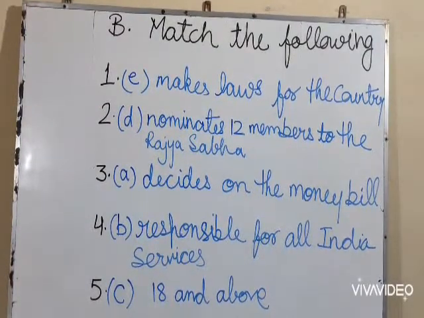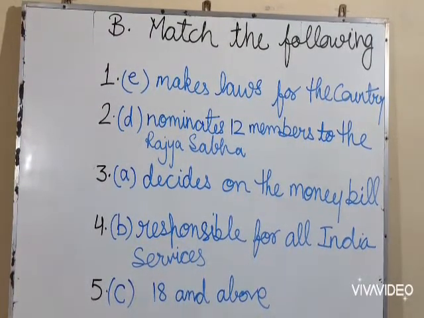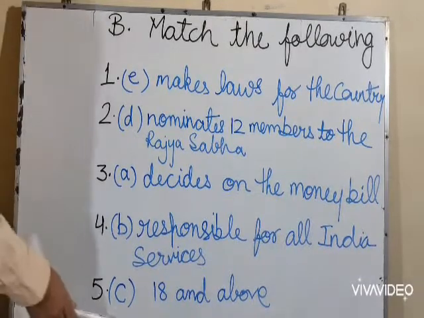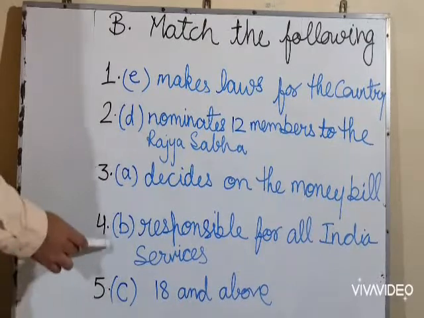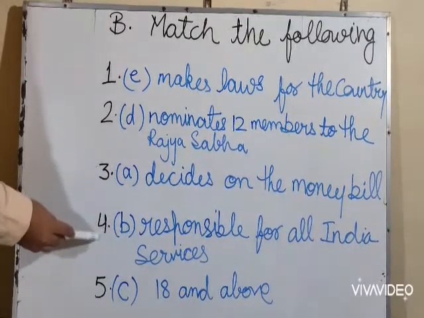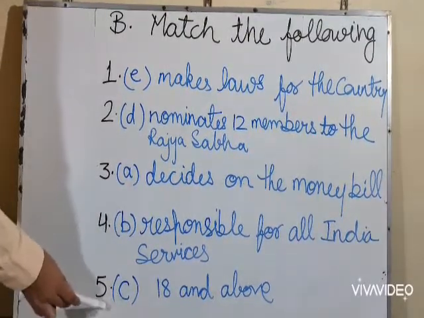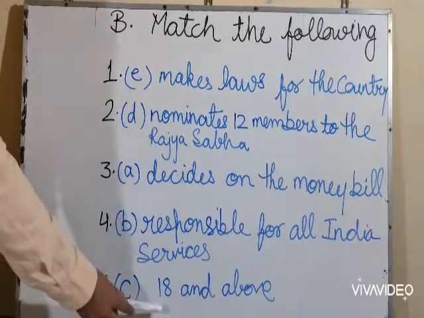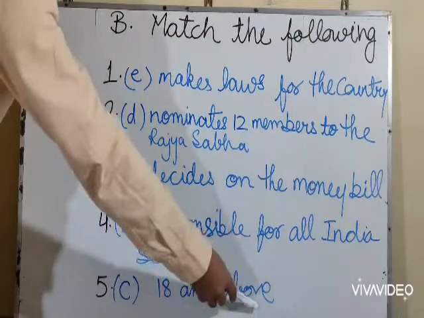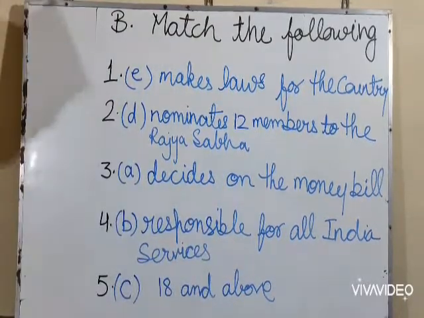Dear students, there was one error in the writing. I had written earlier 5B, but it was 5C because answer B is already mentioned in 4. So here you have to mention in your notebook 5C, 18 years and above. So now we will start with take the correct answers.